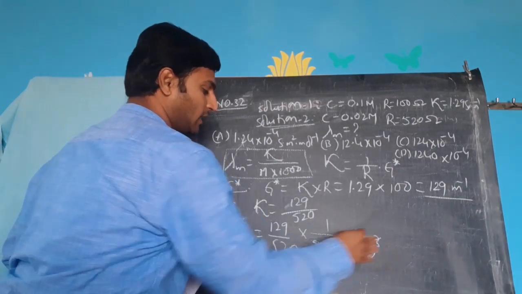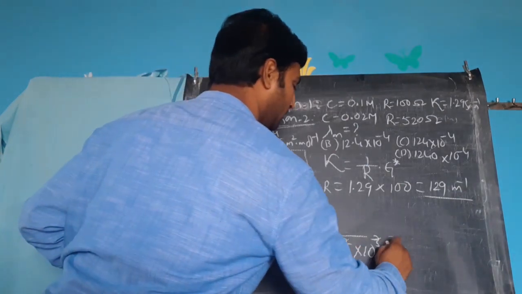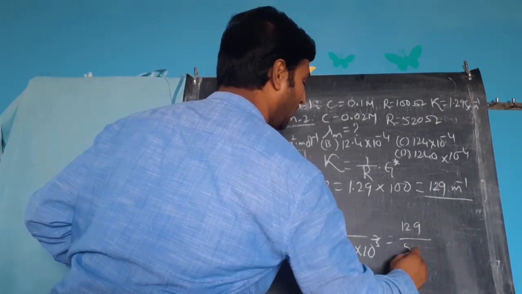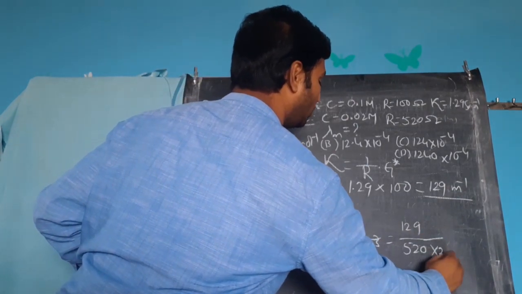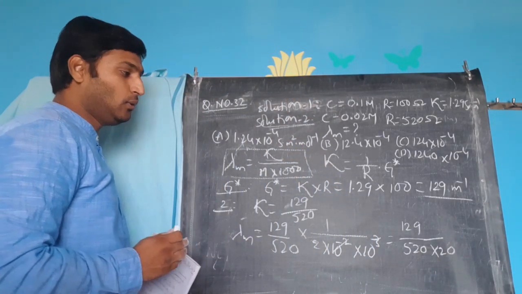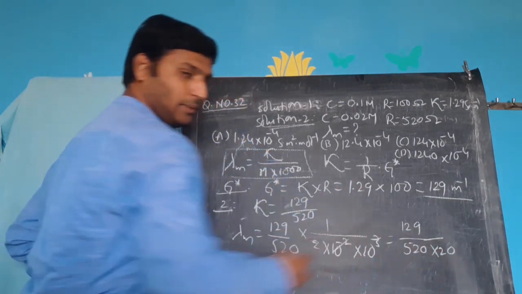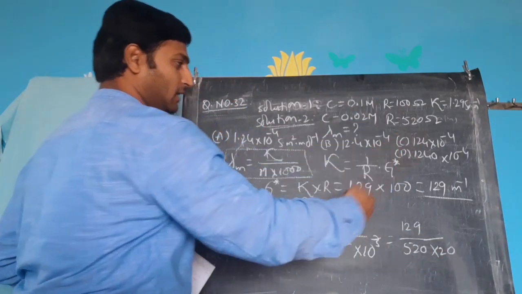Now 10 power minus 2 cancels 10 power 3 and you will be left with 10 here. So you are left with 129 by 520 into 20. Now try to get 10 power 4 in the denominator. Put it up. You will get 10 power minus.